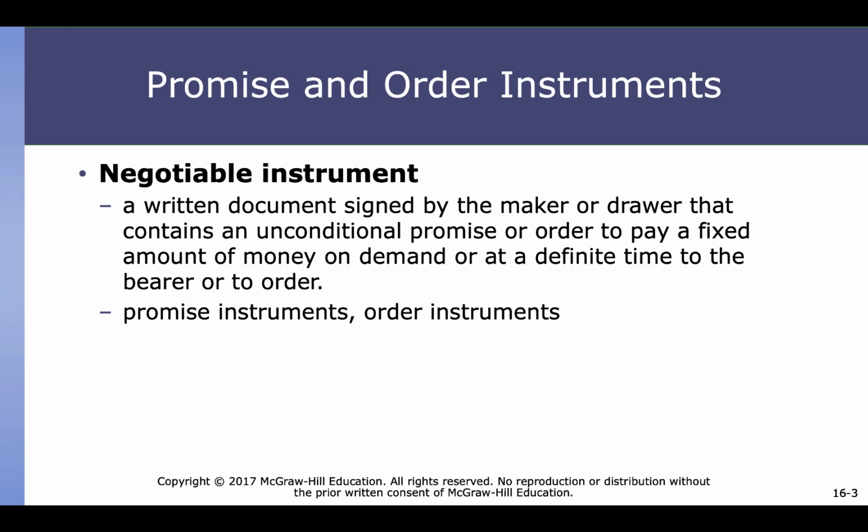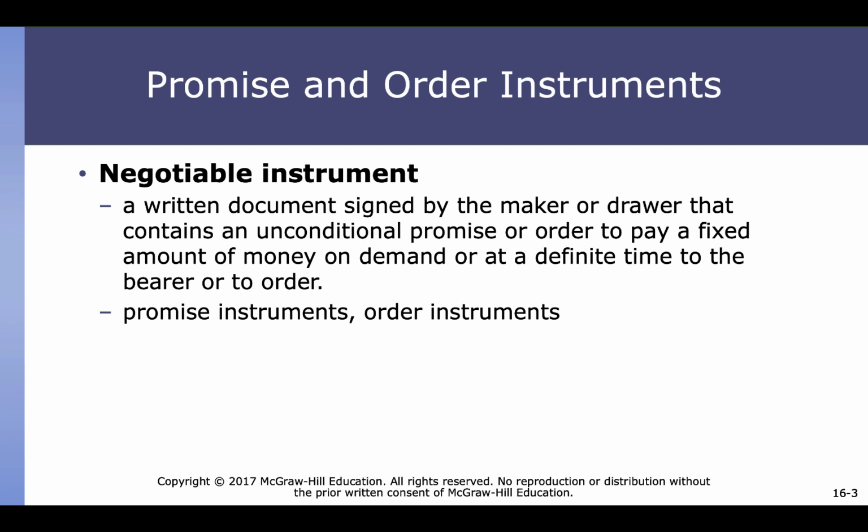So a negotiable instrument is a written document signed by the maker or drawer that contains an unconditional promise to pay or an order to pay a fixed amount of money, either on demand or at a definite time in the future, to the bearer, which means the person who holds it, or to order, which means to the person to whom it was ordered to be paid.